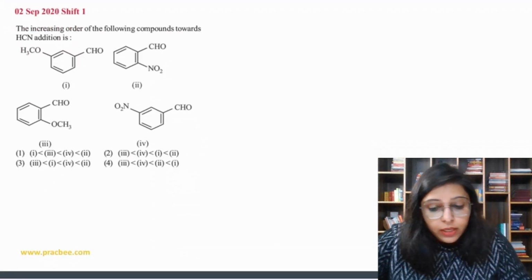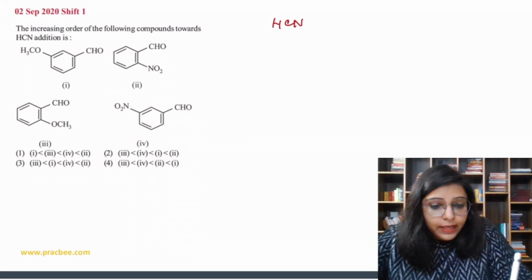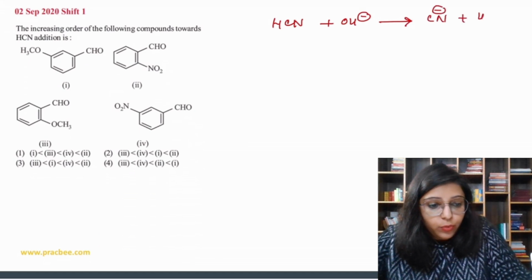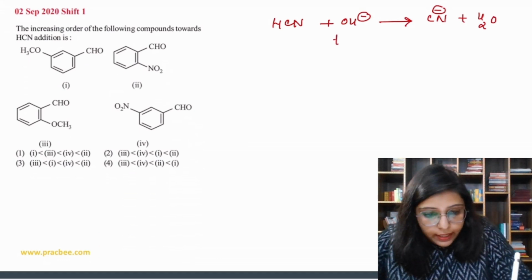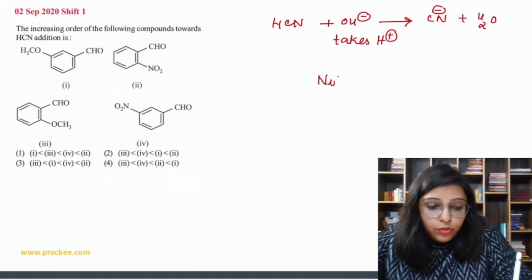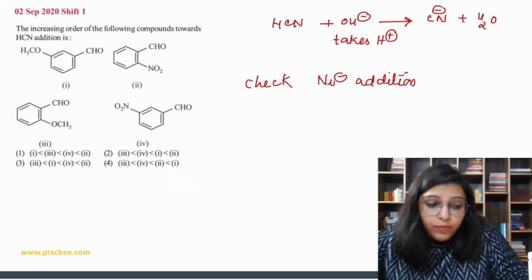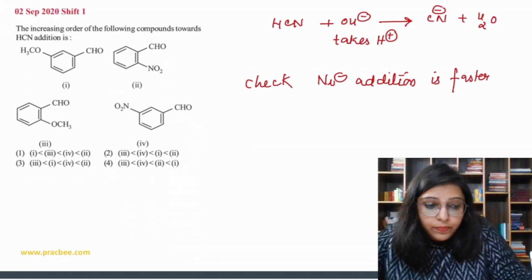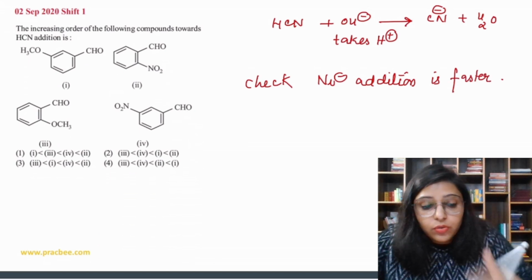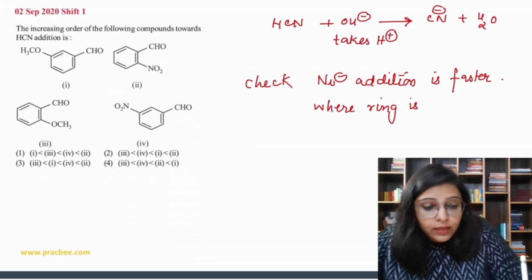Now moving on to the next question, the increasing order of the following towards HCN. So HCN addition happens in the basic medium. So what happens? HCN in the presence of basic medium gives CN minus plus water, OH minus takes H plus. Now it means we have to find out in which nucleophilic addition is faster. So nucleophilic addition is faster where the ring is electrophilic.